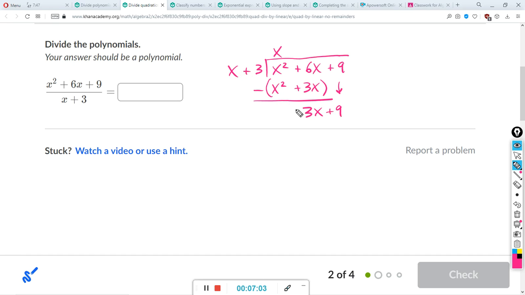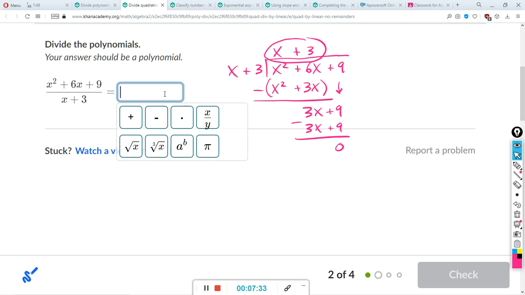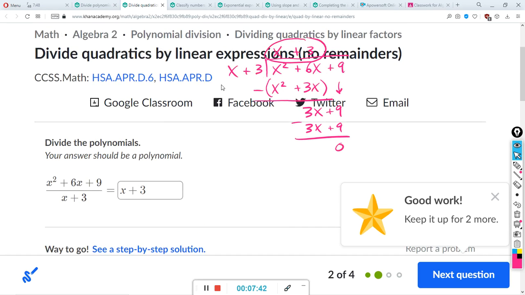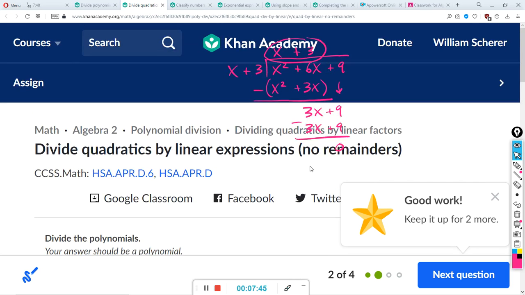So what times x is 3x? It's a positive 3. Just to confirm, 3 times x, and then 3 times 3. And it's the same thing. If you subtract, the remainder is 0. So for all of these, the final remainder should be 0, because that's in the title. It says no remainders.